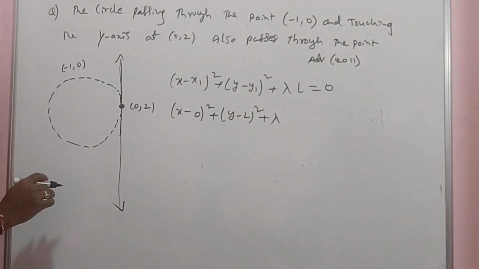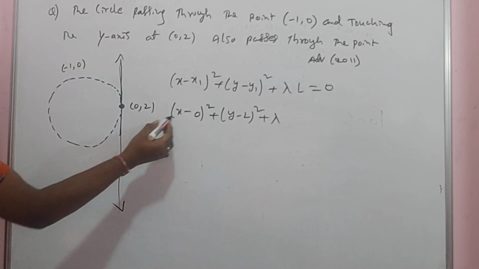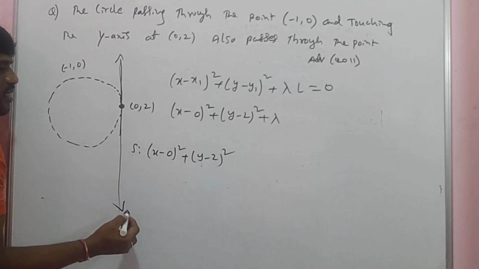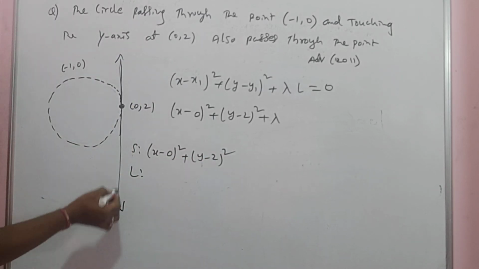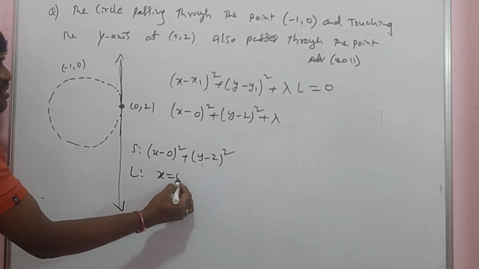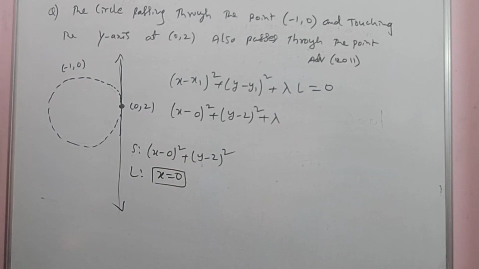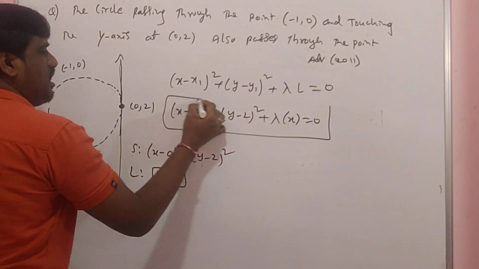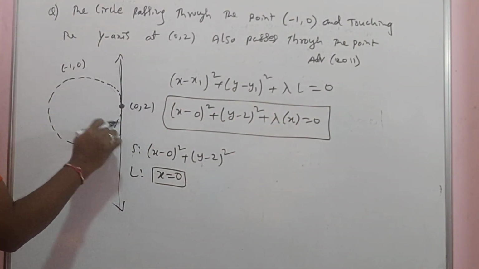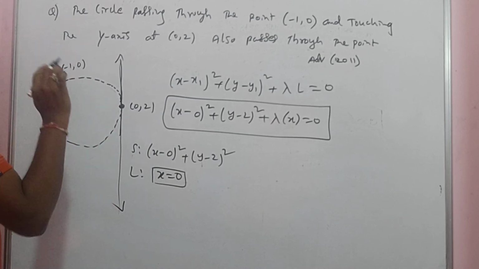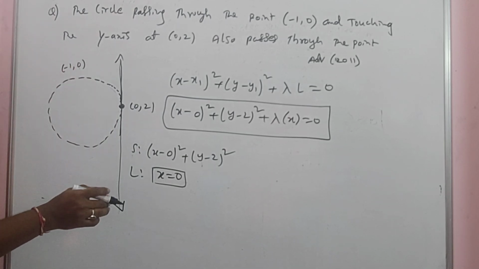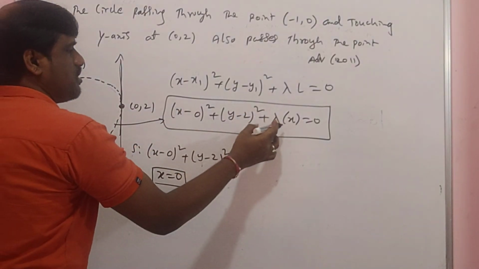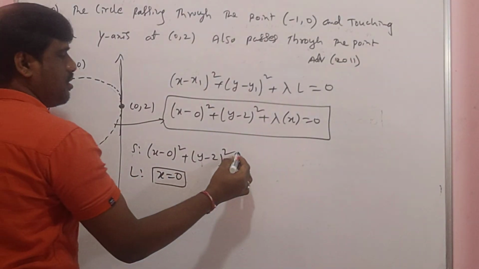Now, how to identify the line here? The circle is (x minus 0) whole square plus (y minus 2) whole square. The line is touching the y-axis, which means x is equal to 0. So I can write lambda times x is equal to 0, and this is the required circle equation. Many circles will be passing through this, but you have to find the circle which is passing through minus 1 comma 0, meaning minus 1 comma 0 satisfies this circle. Substitute minus 1 comma 0 here, you will get lambda, then you can simplify this.